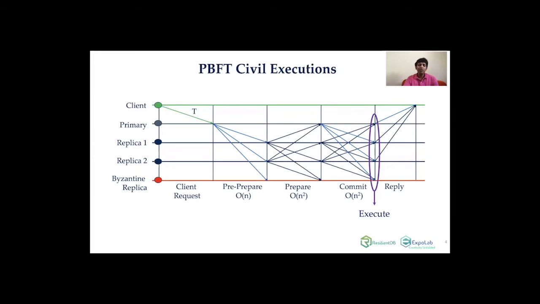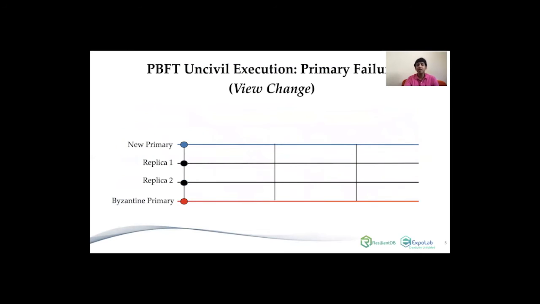Now, if you have a look, here the prepare and commit phases both require quadratic communication complexity because the messages are being transferred between all the replicas. Now, it is possible that the primary is bad, and that primary may not send messages to everyone. It might skip some messages. In that case, PBFT introduces something called a view change protocol, where if the current primary is bad, all the replicas can agree together and then they can elect a new primary.